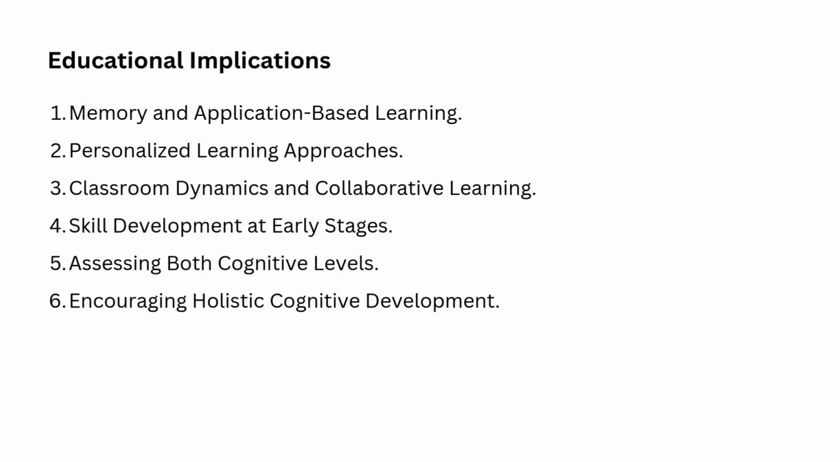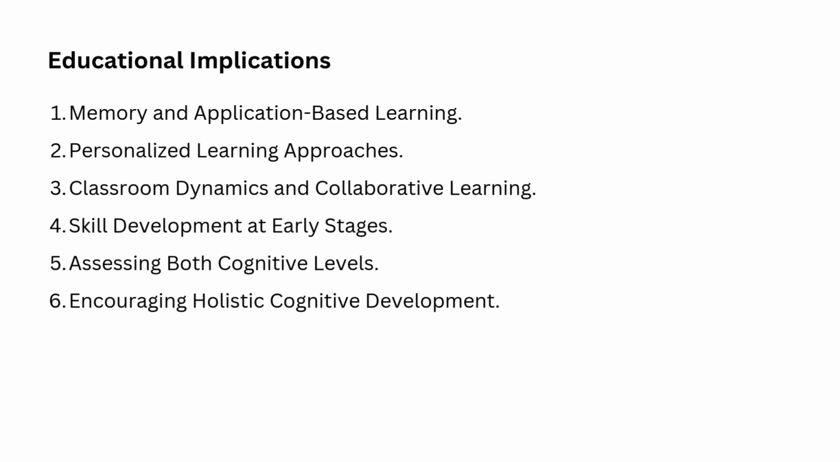Number 4. Skill development at early stages. Jensen emphasized the importance of developing level 1 and level 2 abilities from an early age. In elementary education, activities like memory games, which is level 1, and puzzle solving, which is level 2, can be introduced to ensure well-rounded cognitive development. Example, young children can start by memorizing basic math facts, and as they progress, they can work on puzzles that require using these facts to solve problems.